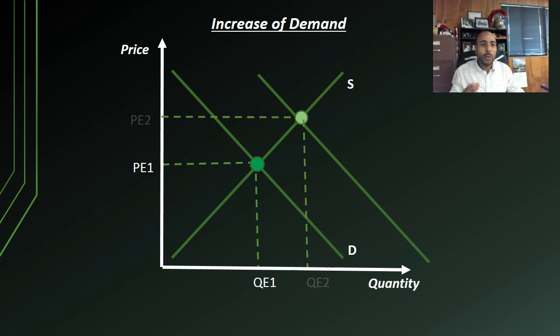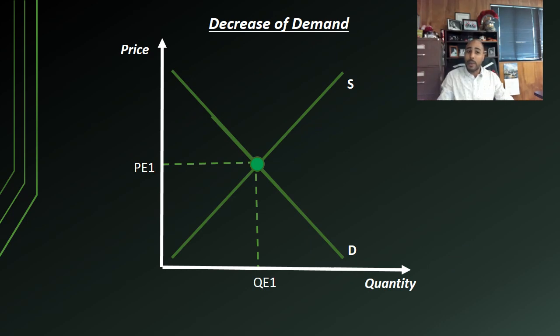Increases of demand will cause a couple things to happen. It's going to cause our equilibrium price to increase, but it's also going to cause our equilibrium quantity to increase. Okay? This is because of the fact that when there's more demand, sellers have to raise their price in order to stimulate more supply. If they didn't raise the price, it would lead to a shortage.